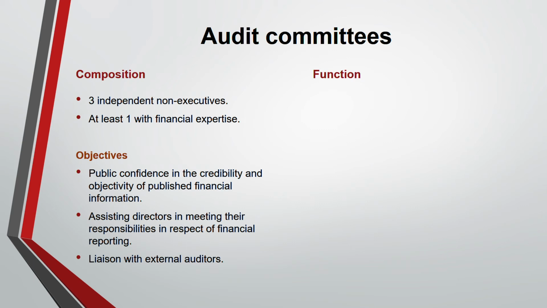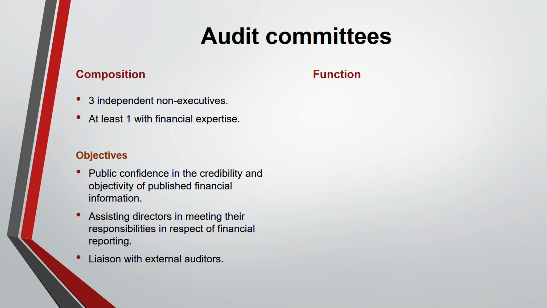Remember this, you should know in Section B as well as Section A. In Section A, this might come as multiple choice questions. Out of these four lists, what are the objectives of audit committees? What are not objectives of audit committees? So you should know both ways: what are objectives as well as what are not objectives of audit committees.